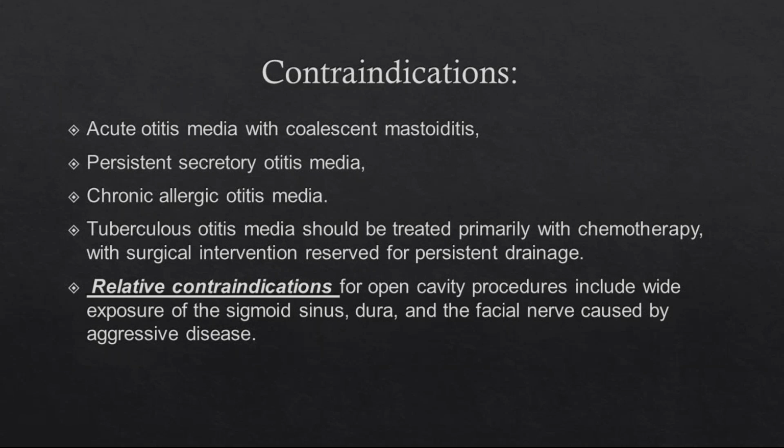So in these cases, it is better not to go for a canal wall down, because if you do a canal wall down, then what happens? The sigmoid sinus may prolapse into the external auditory canal, or even the brain may herniate into the external auditory canal. So in this condition, you have to have a posterior bony meatal wall.